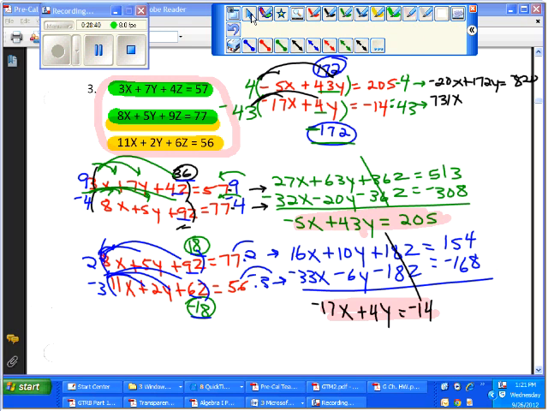43 times 4, negative 172. It was a negative 43 and a positive 4, negative 172. And then positive 43 and negative 14, 602. We've created additive inverse y's, so those cancel. When we combine our x's, we'll get 711x is equal to negative 218.